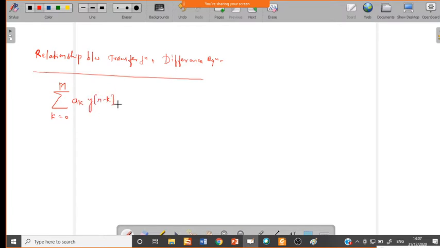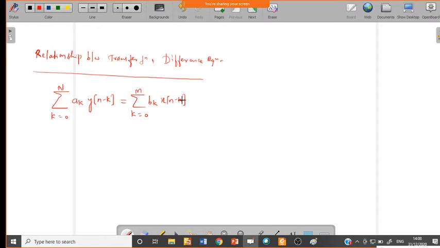Okay, so this will be equal to, and I'll take this summation with k varying from 0 to m, bk into x of n minus k. So this is the general form of the difference equation which we have seen.